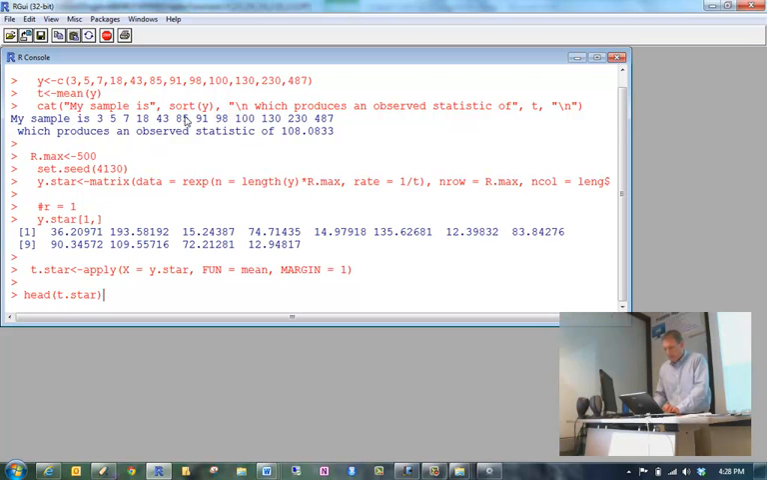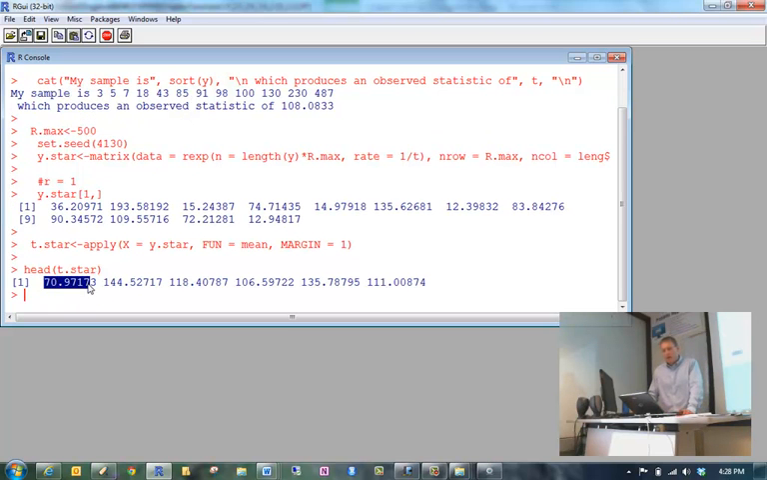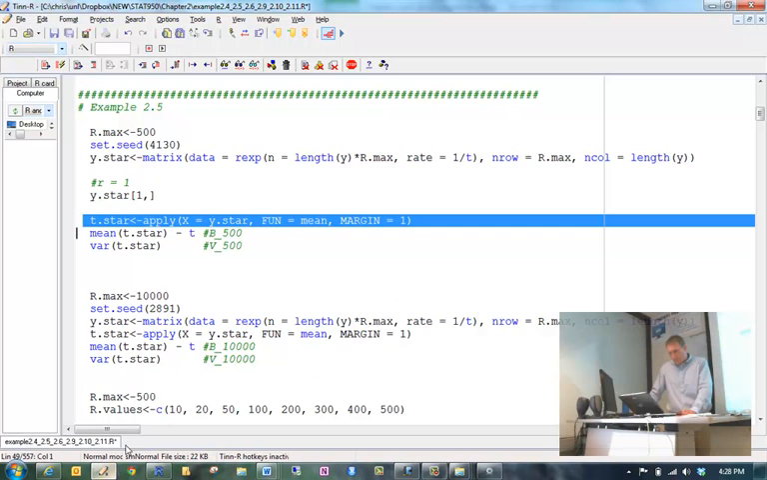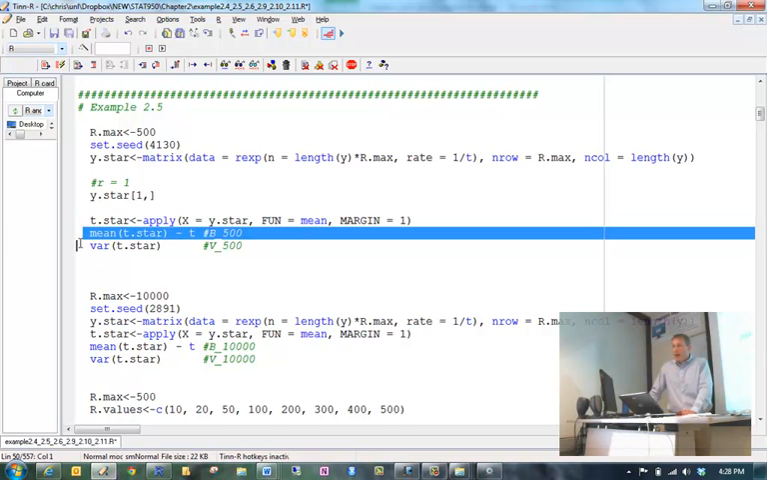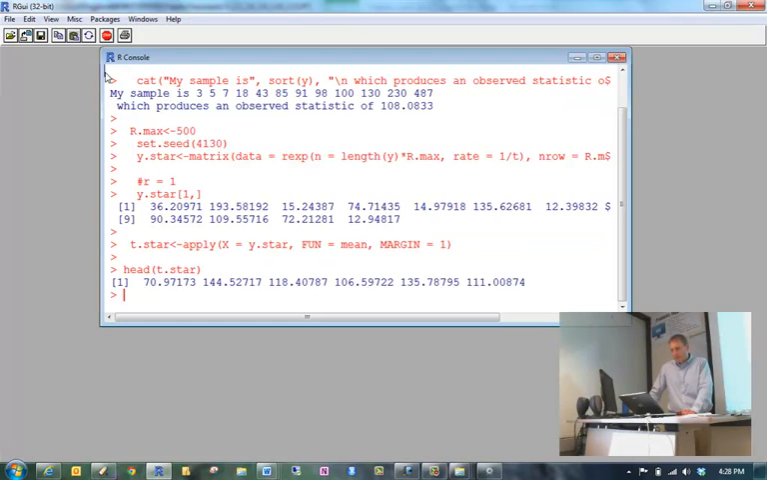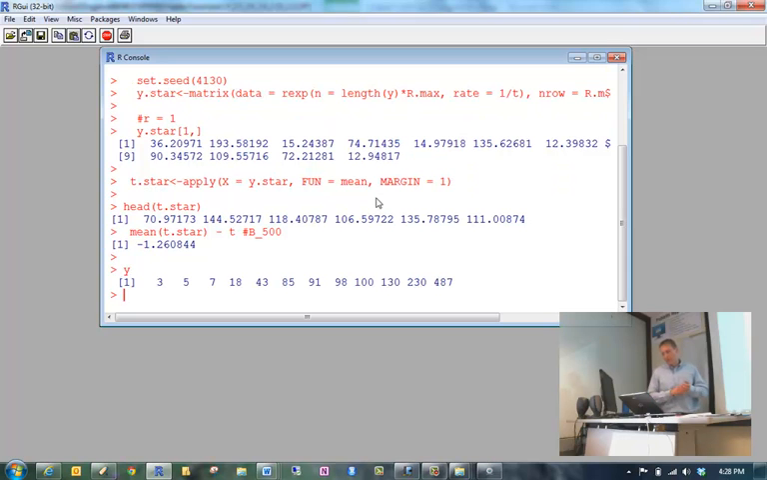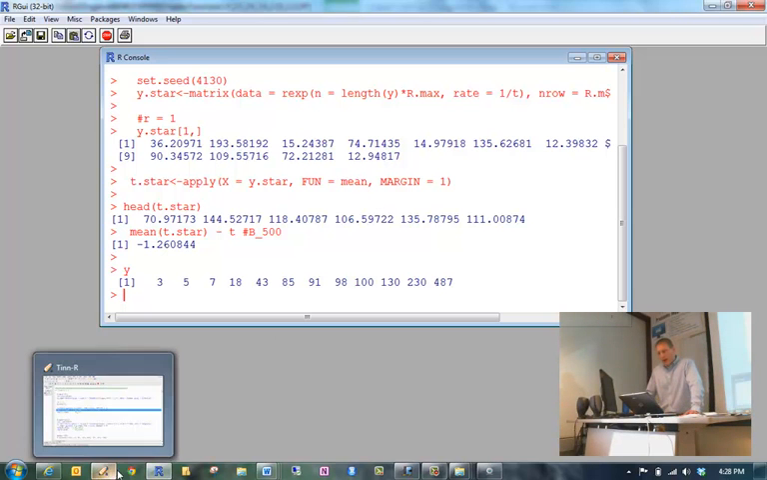And here are my T star. So T1 star is 70.97. And lastly, let's estimate then the bias using these 500 resamples. I get negative 1.26. Well, close to 0. You might be thinking, geez, that's not that close. Well, you have to put it in the context of the size of our observations. I mean, we have some observations that go up to 487. So yeah, that is close. Okay. Any questions? It's not too difficult.